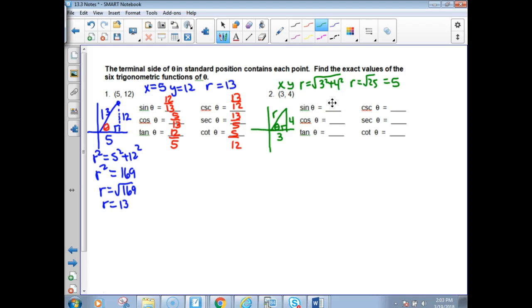Sine is y over r, so 4/5. Cosine, x over r, 3/5. And tangent, y over x, 4/3. The reciprocal functions, just flip over the fractions. Make sure that these are in the order, though. Sine and cosecant are reciprocals, so 5/4. Cosine and secant are reciprocals, 5/3. And tangent and cotangent are reciprocals. Anybody still need this? No?